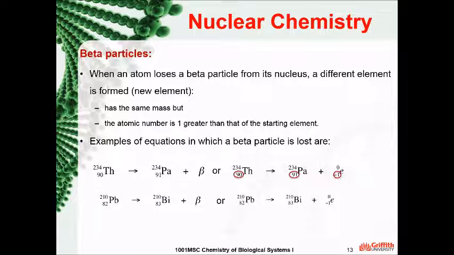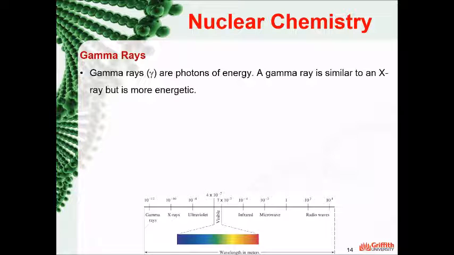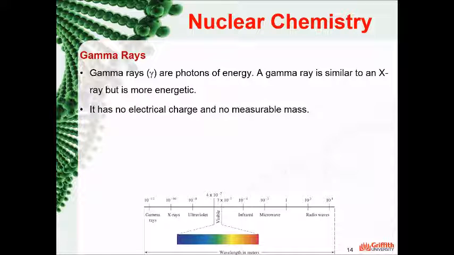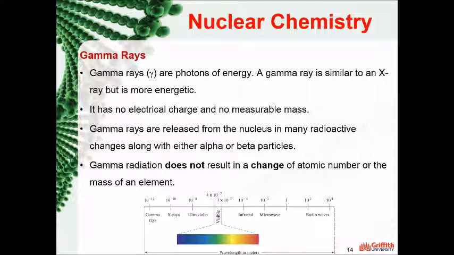Remember from Module 3, Part 2, we discussed wavelength and mentioned that gamma rays have high energy and a short wavelength. Gamma rays are photons of energy. A gamma ray is similar to an X-ray, but is more energetic. It has no electrical charge and no measurable mass. Gamma rays are released from the nucleus in many radioactive changes, along with either alpha or beta particles. Gamma radiation does not result in a change of atomic number or the mass of an element.